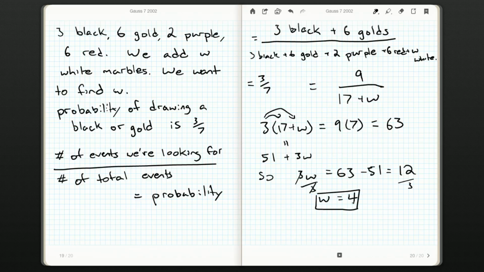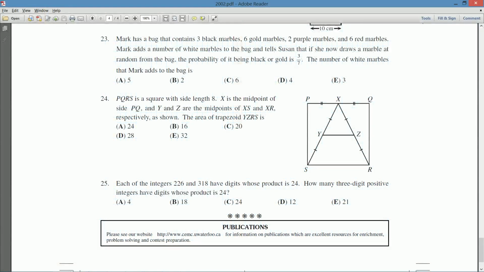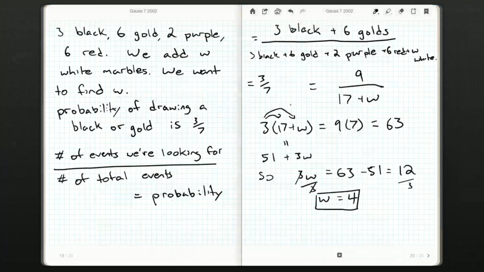And remember, W was what we wanted. We don't need to take this new information and figure something else out. We were only asked, what is W? So W is equal to 4. Let's see if that's one of our answers. It is. It's D. So our answer to question 23 is D. There are 4 white marbles that Mark added to the bag.